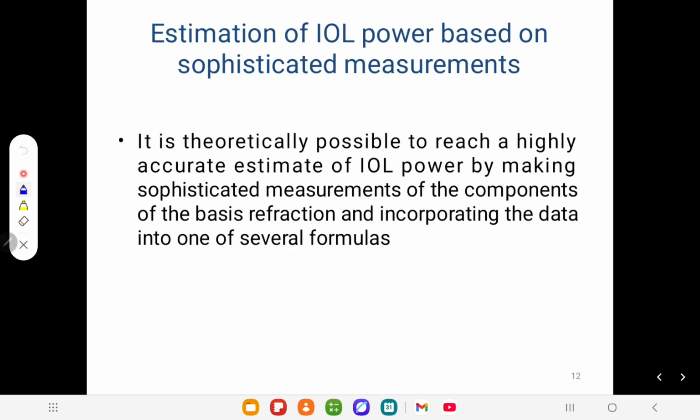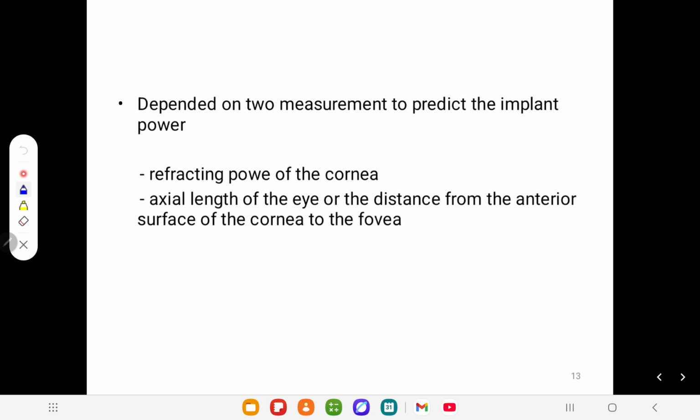So estimation of IOL power based on sophisticated measurement. It is theoretically possible to reach a highly accurate estimation of IOL power, theoretically meaning the gold standard, by making sophisticated measurement of the components of basic refraction and incorporating the data into several formulas. So basically, there are formulas that were developed, and by theoretical formulas, we can estimate, not just estimate, we can go extremely accurate.